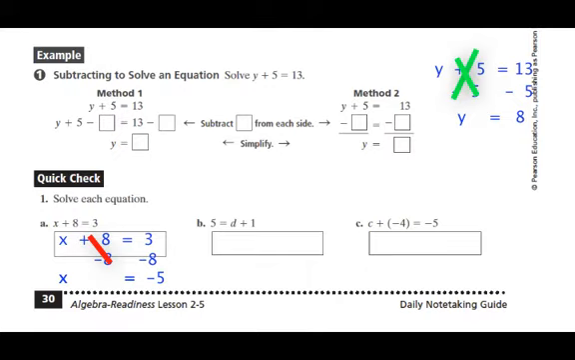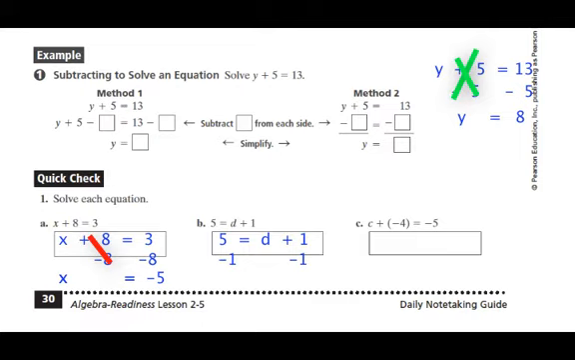Now for 1b. 5 equals d plus 1. We locate our variable. Our variable is d. It's on the right-hand side now, but we can still solve this. What's happening to d is we're adding 1. To undo that, we have to subtract 1. If we subtract 1 from the right-hand side, we have to subtract it from the left-hand side.